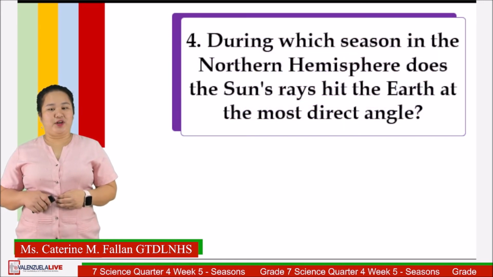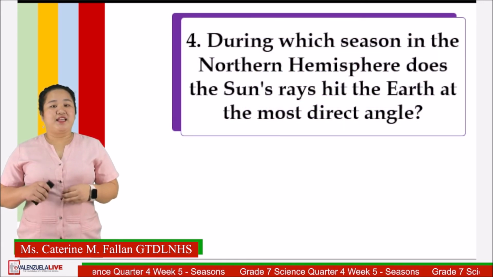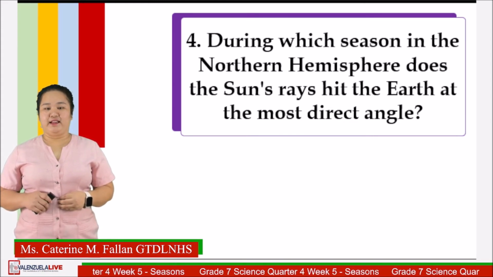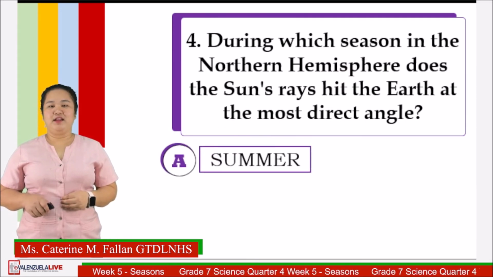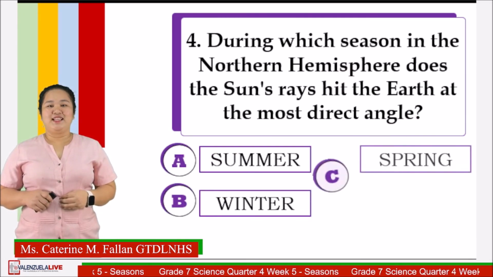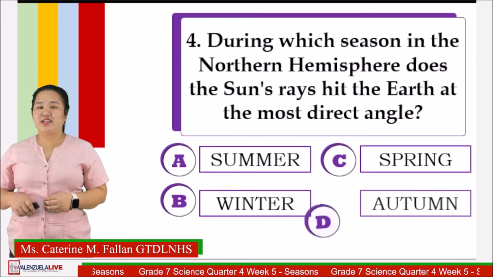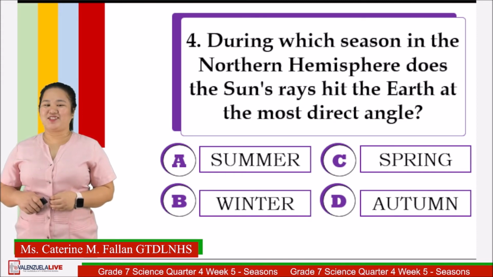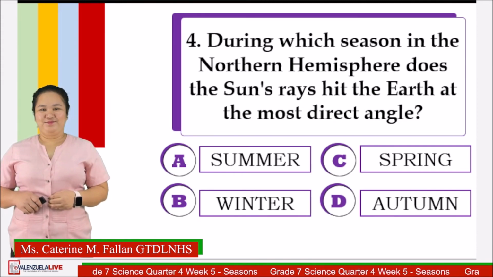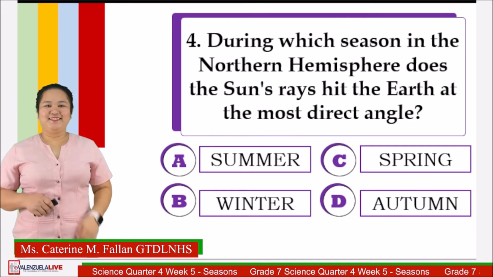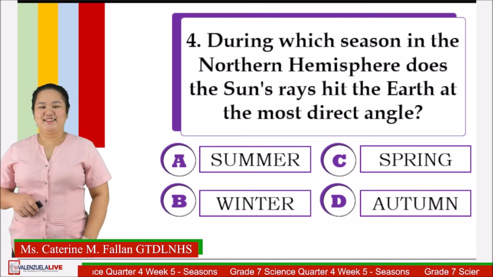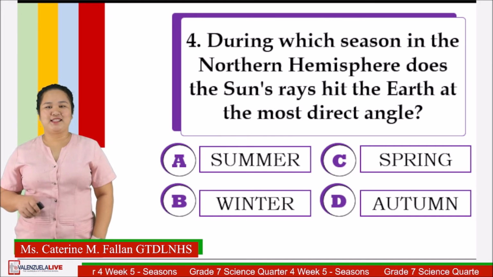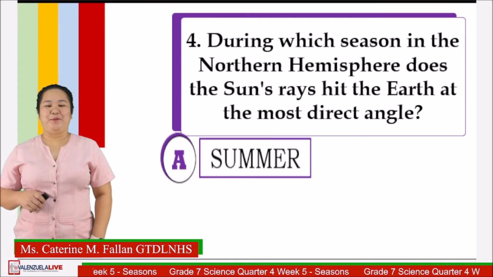During which season in the northern hemisphere does the sun rays hit the earth at the most direct angle? A. Summer. B. Winter. C. Spring. Or letter D. Autumn. Key in your answer now in the comment section. Time is up. The correct answer for question number 4 is letter A, summer.